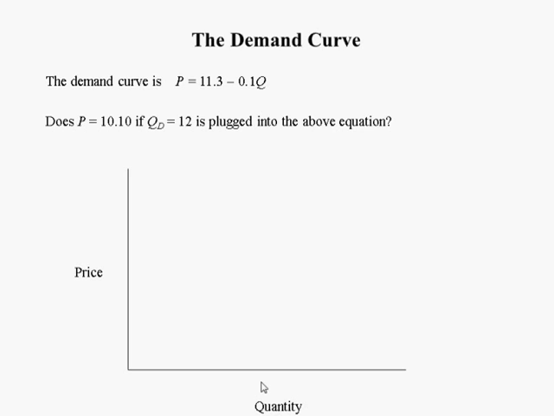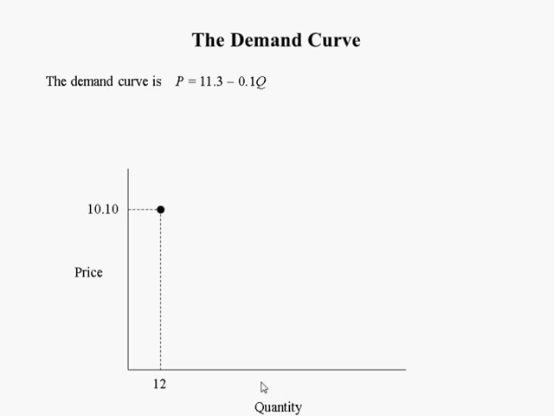Now we want to figure out if we did the math right. So we're going to answer this question. Does the price equal $10.10 if quantity demanded is 12, if that's plugged into the above equation? And sure enough, 12 times 0.1 is 1.2. 11.3 minus 1.2 is $10.10. Plot the point. So far so good.